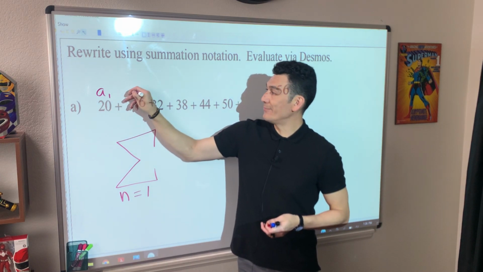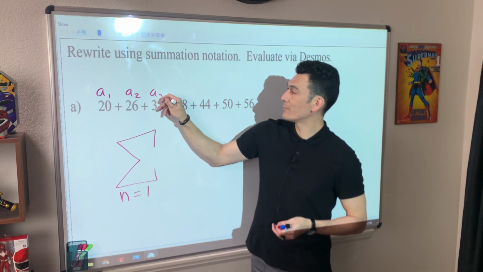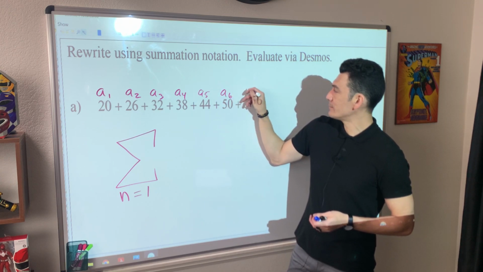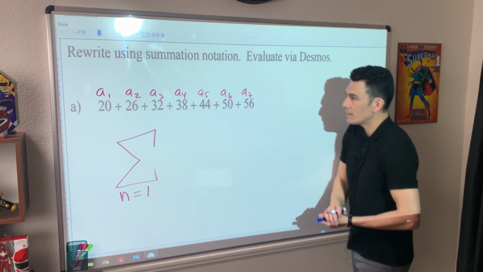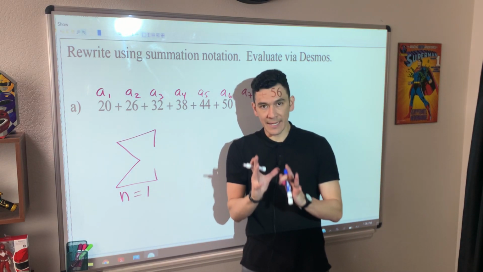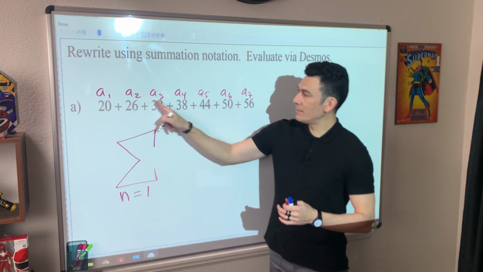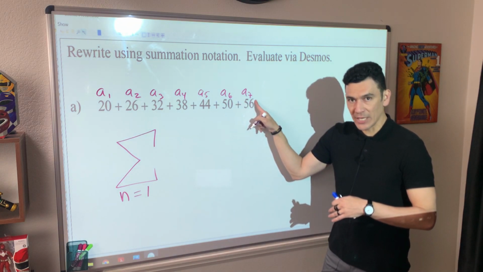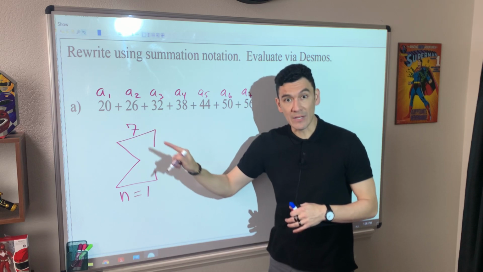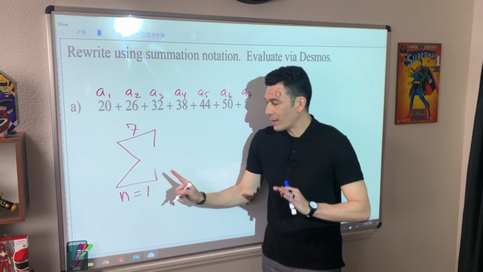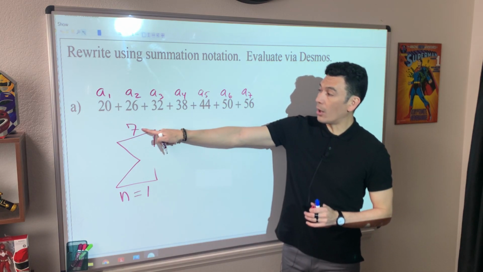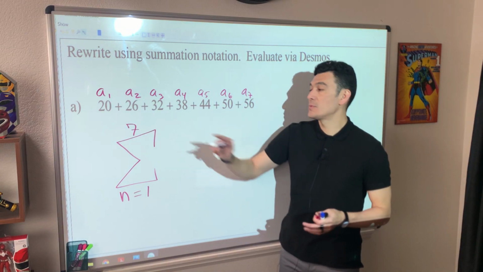This is A1. This is A2. Label them if you can. So, how many objects are we adding all together collectively? 1, 2, 3, 4, 5, 7 objects, which is why this is 7. So this is saying that we're going to add together, beginning with the first piece, all the way up to the 7th piece.